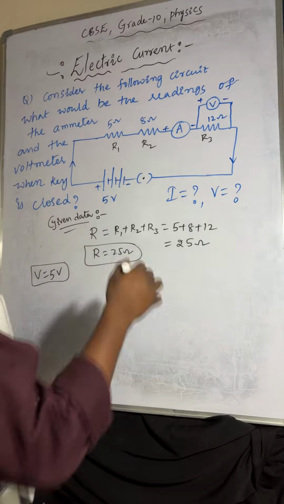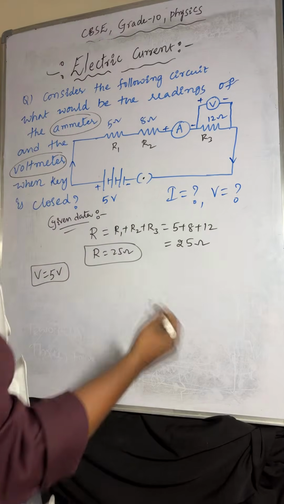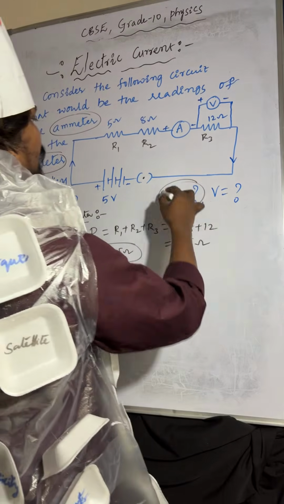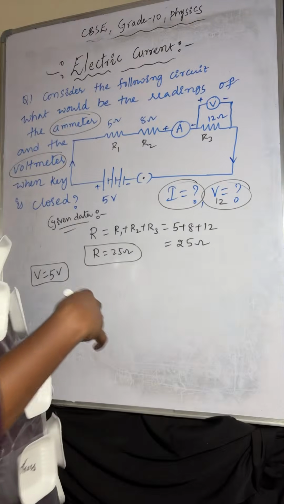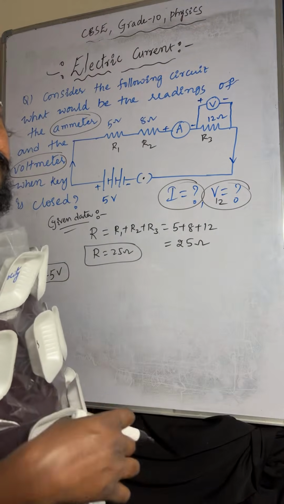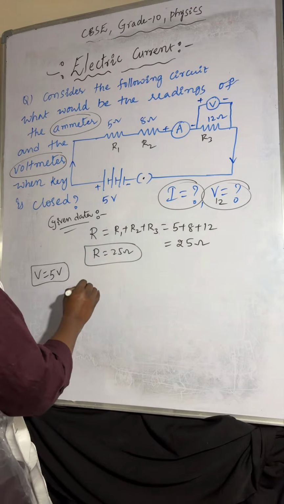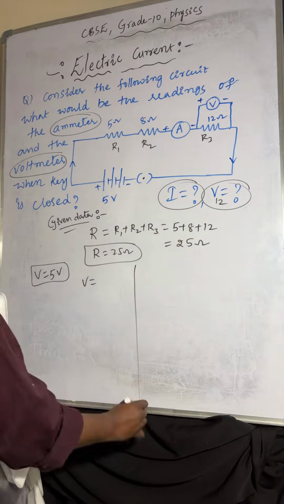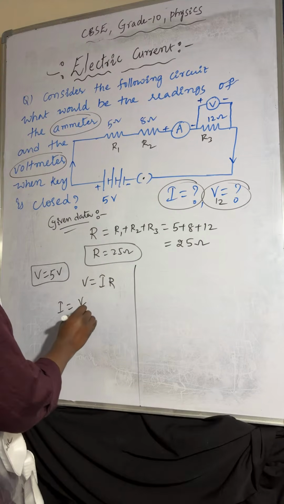What are they asking to find out? Voltmeter reading and ammeter reading. Ammeter reading is the current. So the potential difference across the 12 ohm resistance we have to find out. For that, first find out the current. From V equals IR, I equals V by R.